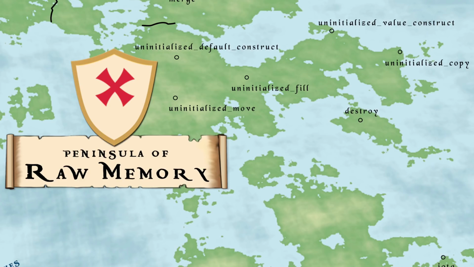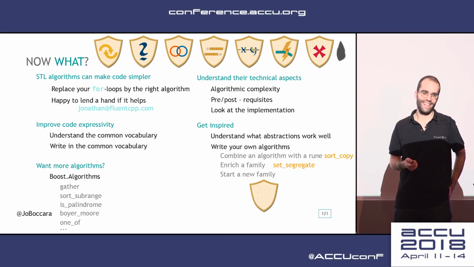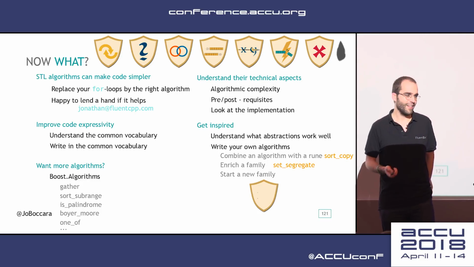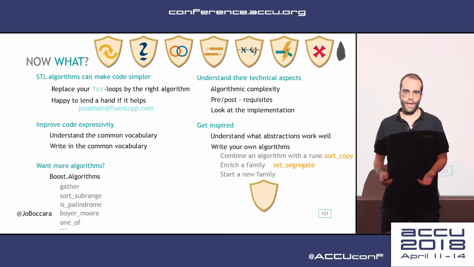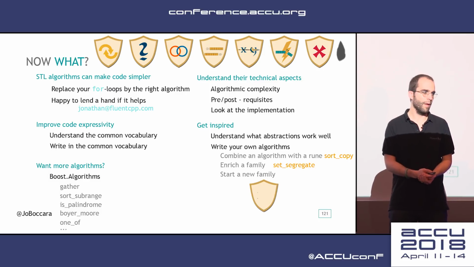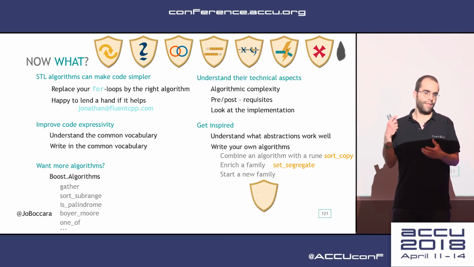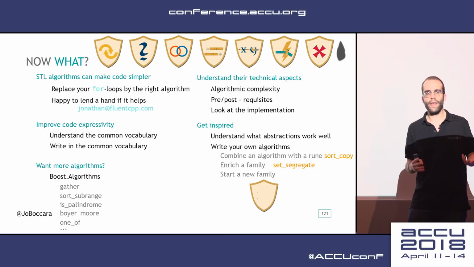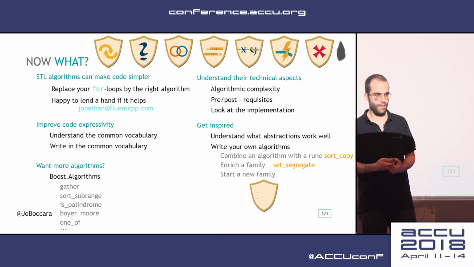OK, so we've been all over the world of the STL algorithms. You know every algorithm in the library now. Now what? Well, first of all, you can use them, obviously. You can use them to make your code simpler, to replace your for loops or to not write for loops in the first place. And if you have a case that you're not sure about what algorithm to use and you have a feeling that you can use an algorithm, I'm happy to have a look. Just reach out to me. Use them to make your code more expressive. Now that you know them, you can understand that common vocabulary, and you can use that common vocabulary to express your intention precisely.